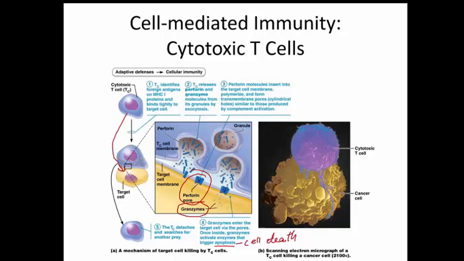suicide. So in this case they're showing a cancerous cell, but it could also be an infected cell. So the function of cytotoxic T cells is to kill cells that should not be present in the body because they're cancerous, or cells that are infected with a pathogen.